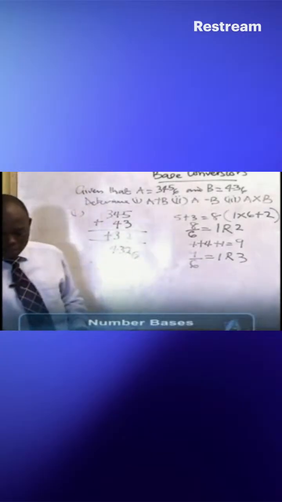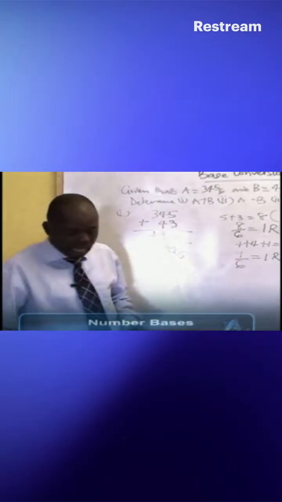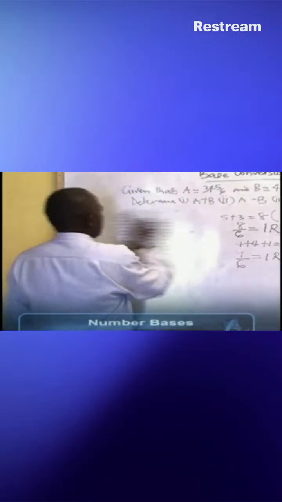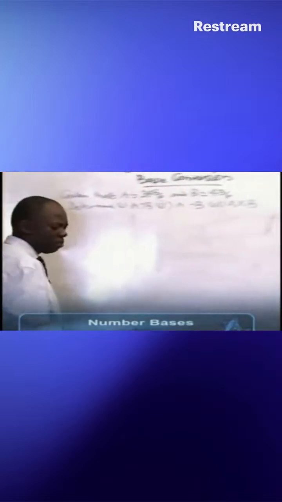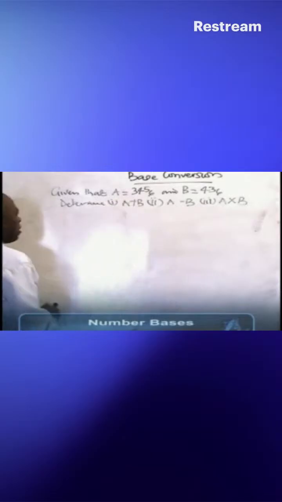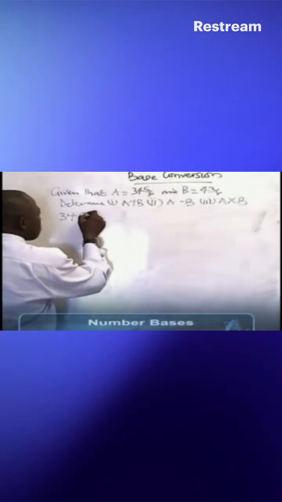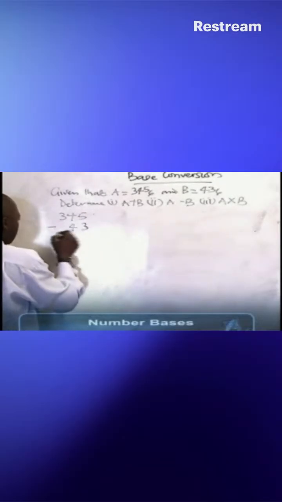Let's go to the second question, which is A minus B. A minus B. I believe you understood the first working. The second one is almost the same thing. The process is the same. Just make sure that 6 does not appear in your answer. We have 3, 4, 5 minus 4, 3.